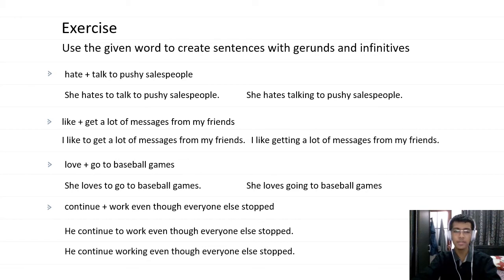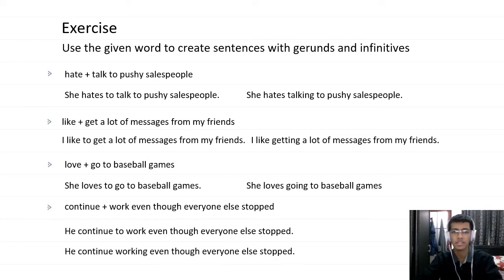For the answer, the first one. The gerund form is she hates talking to pushy salespeople, and the infinitive form is she hates to talk to pushy salespeople. And the second one is like plus get a lot of messages from my friends. So the infinitive one is I like to get a lot of messages from my friends, and the gerund one is I like getting a lot of messages from my friends.